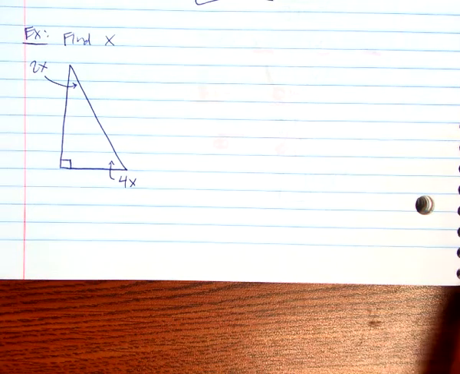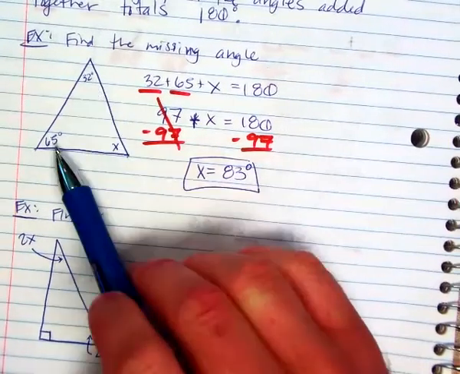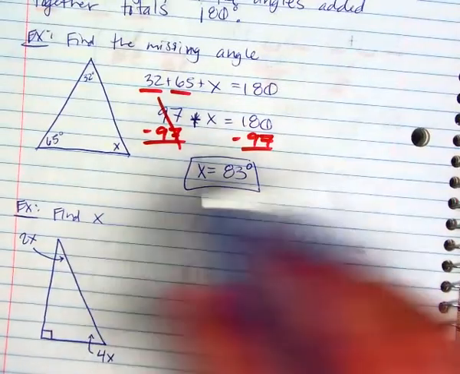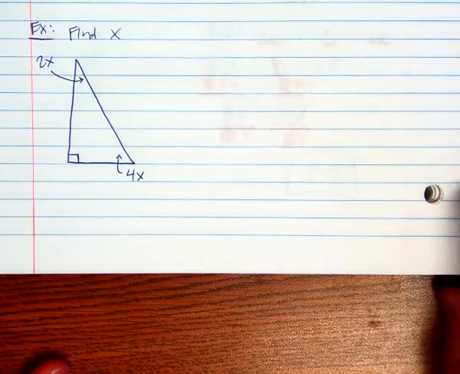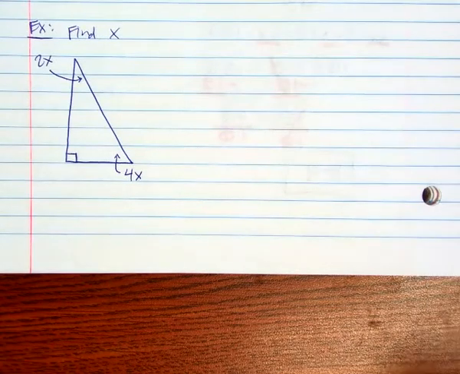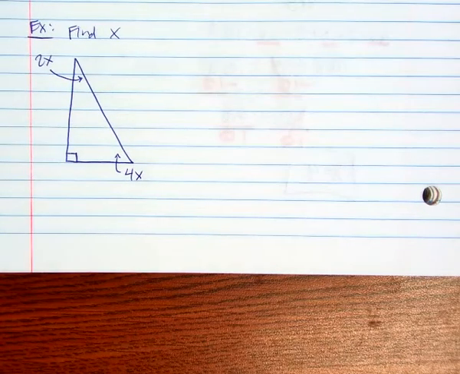For this problem, let's point out what's different first. So first of all, they did not give us numbers to work with. They didn't just give us a certain number of degrees like we had in the last example. Last example, we had 32 degrees, 65 degrees, and we were just solving for that one missing piece. But now, instead of telling us a specific number of degrees, we just have x's, and then we have this little box. So we have to be a little more careful about how we set this up.